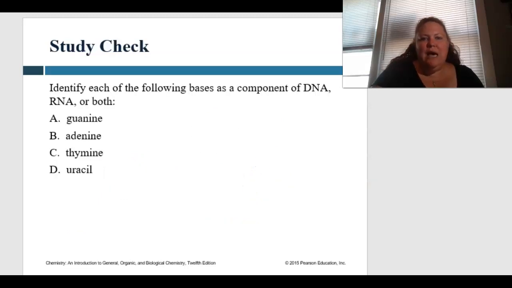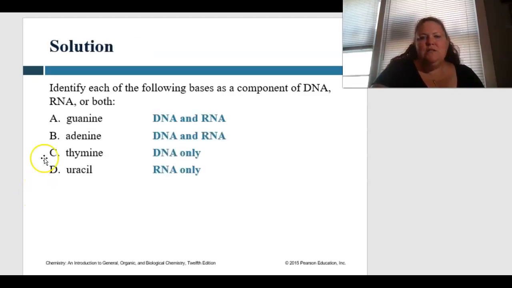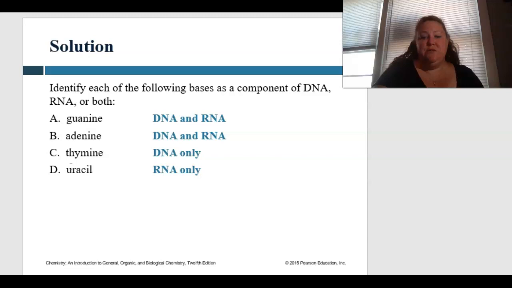All right, here's another question. Identify each of the following bases as a component of DNA, RNA, or both: guanine, adenine, thymine, and uracil. Pause me and come back. All right, so guanine is in DNA and RNA. Adenine is in DNA and RNA. Thymine is that T, and that's going to be in DNA only, where uracil is the diva, and it's like, I'm only going to be in RNA because I am too special for T's. Okay, so ATCG is in DNA, AUCG is in RNA. Great job, you guys.